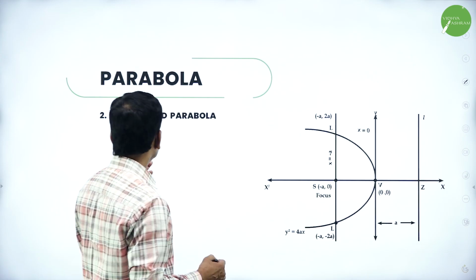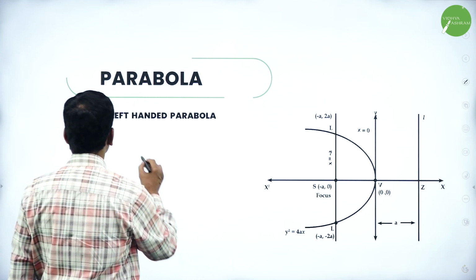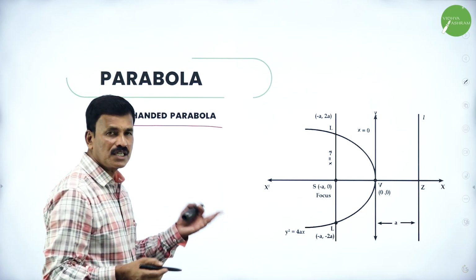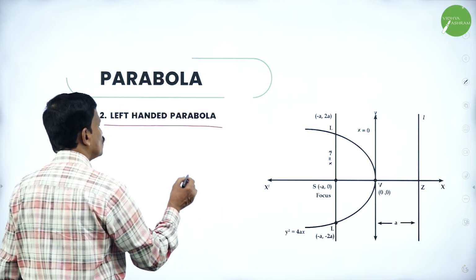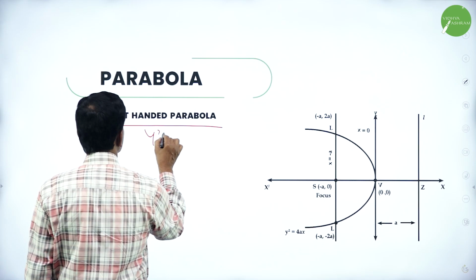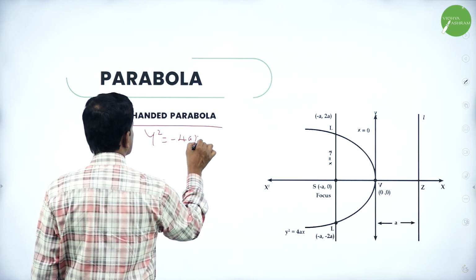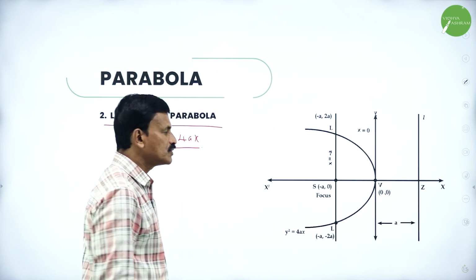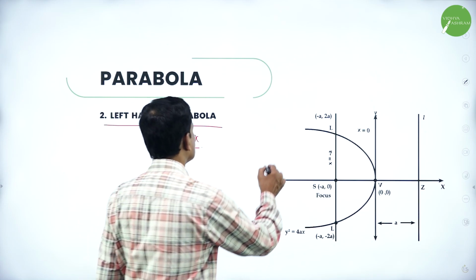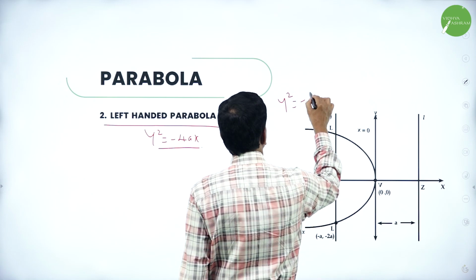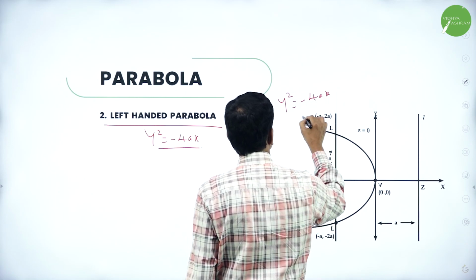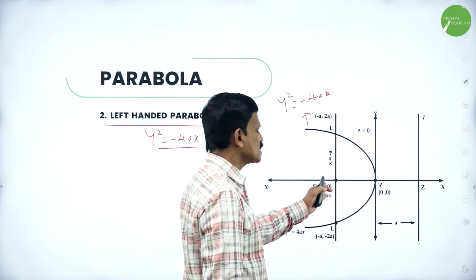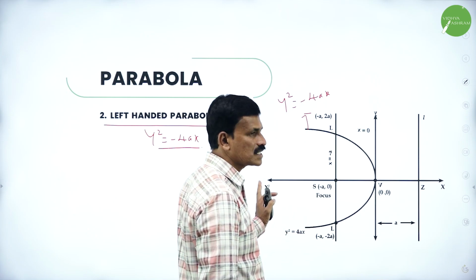Now, similarly, the left-handed parabola. For the left-handed parabola, the axis is towards the negative of the x-axis. So here y square is equal to minus 4ax. So the parabola opening left is y square is equal to minus 4ax. So for this, the axis is towards the negative of the x-axis.